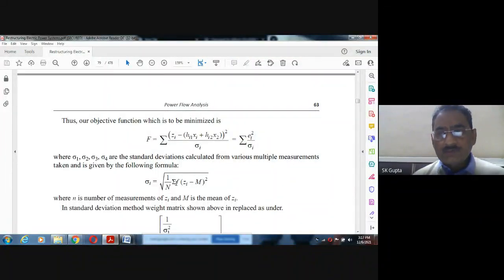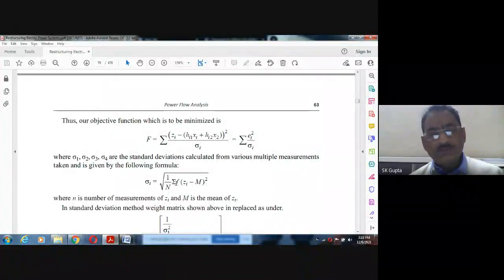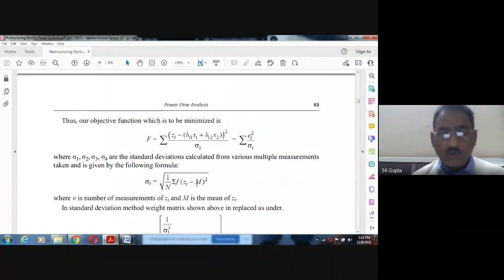Suppose you have measured some value, 5 ampere. Say 5 is the exact value you are measuring, your instrument is giving 4.9, and out of 50, the 4.9 is coming, say, 5 times. So this is 4.9, and how much it is deviated from 5, the mean.